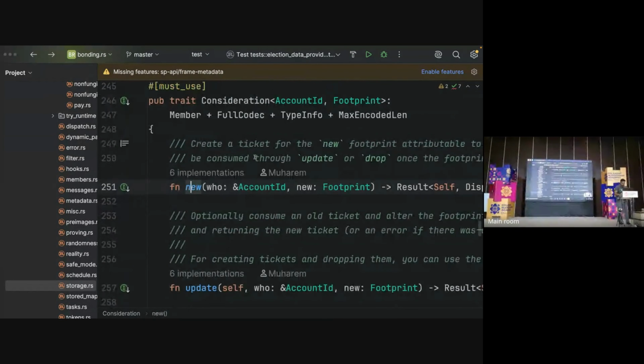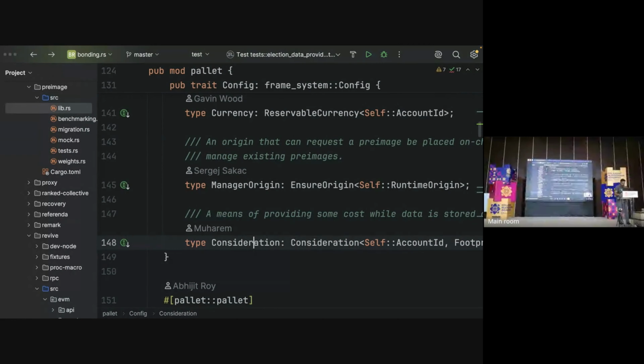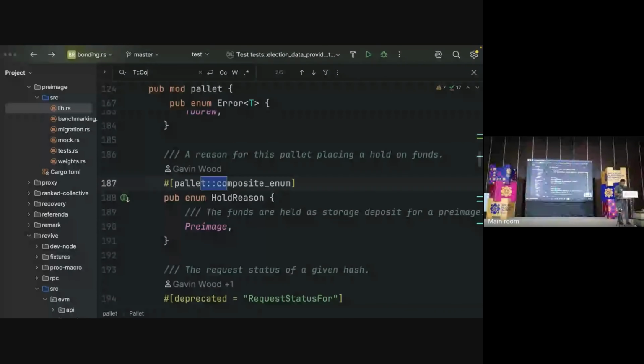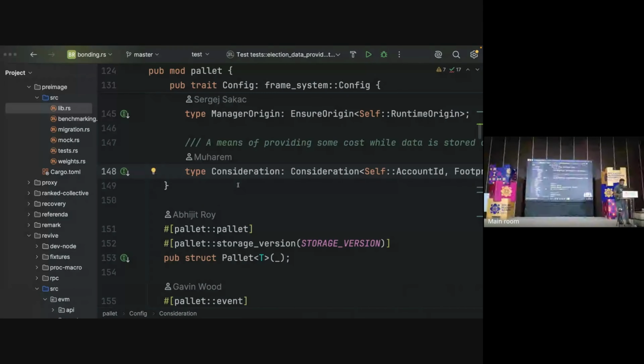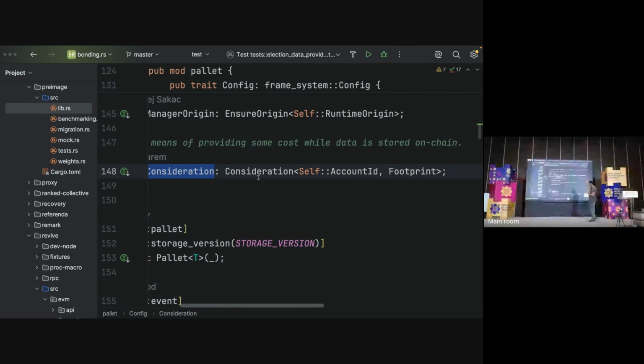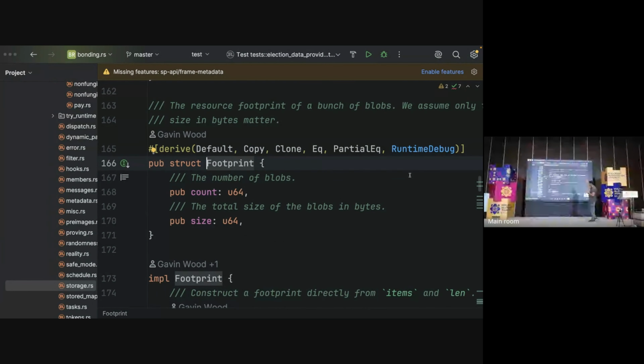So let's look at how it's used here. So it's consideration. Okay, actually before this, we should look at how it is set from the runtime, right? So this palette just expects this type to implement this rate consideration. It doesn't know if it's hold or frozen, or how it should increase with footprint, but it has something called footprint. Let's see what that is. Yeah, so footprint is the struct which has the number of blobs and the total size of the blobs in bytes.